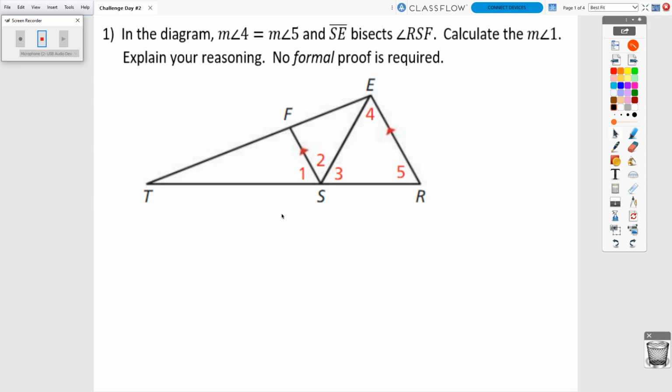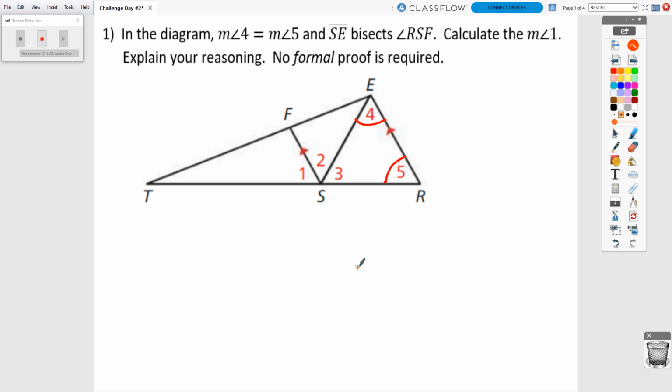All right, let's go through challenge day number 2 together here. So number 1, in the diagram, the measure of angle 4 is equal to the measure of angle 5. So maybe I go ahead and just mark those two angles congruent to each other. So there's angle 4, there's angle 5, okay?